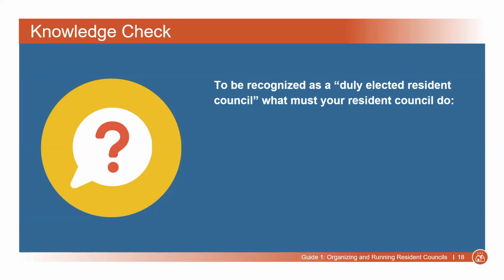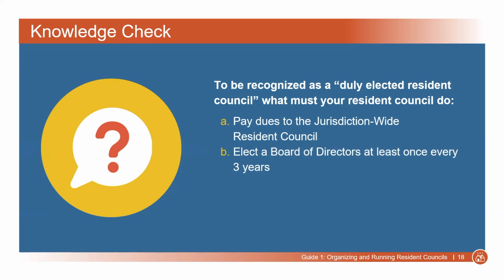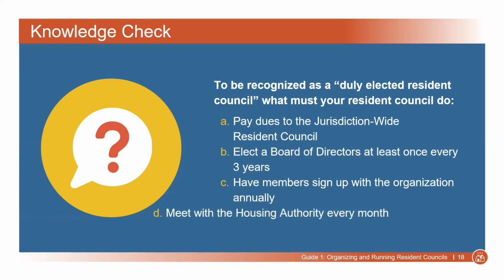Let's now do a quick knowledge check. To be recognized as a duly elected resident council, your resident council must A. Pay dues to the jurisdiction-wide resident council. B. Elect a board of directors at least once every 3 years. C. Have members who sign up with the organization annually. Or D. Meet with the housing authority every month. We'll take a moment to let you consider your answer.